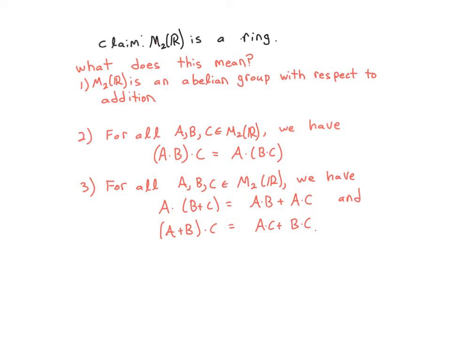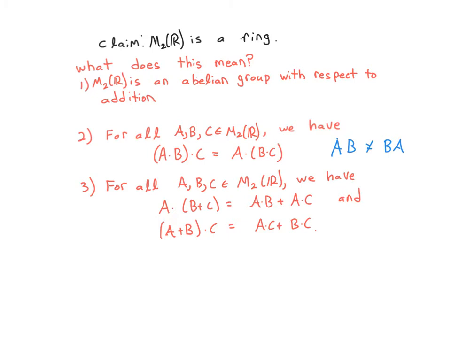What does this mean? Well, first, this means that when you look at addition, you get an abelian group. Second, it means that when you look at multiplication, you get associativity. So the product of any three matrices is the same regardless of where you put the parentheses. Worth pointing out, we know for a fact that matrix multiplication is not necessarily commutative.